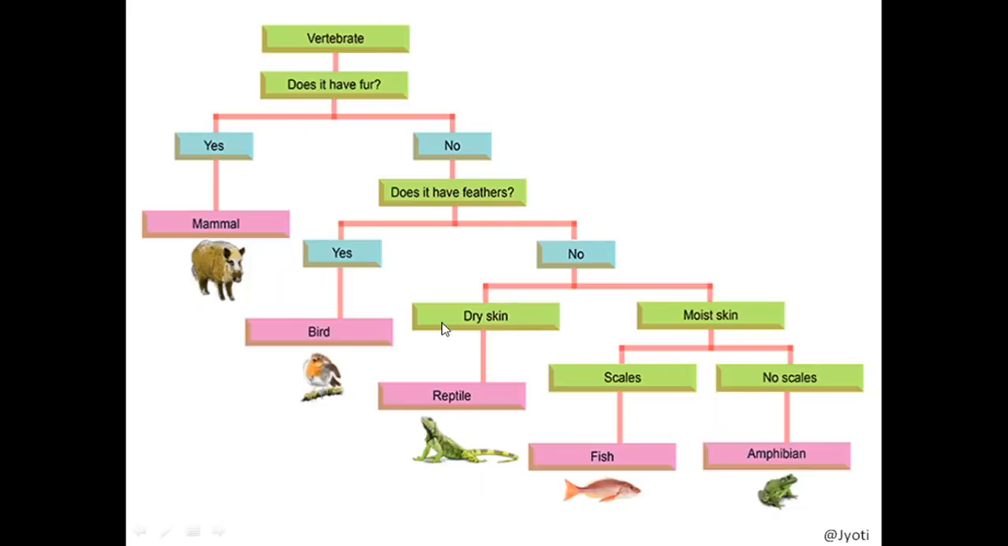If the animal has dry skin, then that is a reptile. And if it has moist skin, again there are two questions. With moist skin it could be a fish or an amphibian. Now the organisms which have moist skin: if they have scales, then it is a fish; if they have no scales, then it is an amphibian. So in this way you can identify the mammal, birds, reptiles, fish and amphibians.